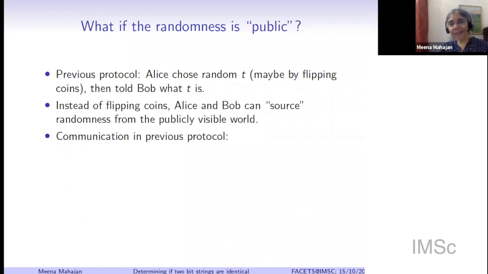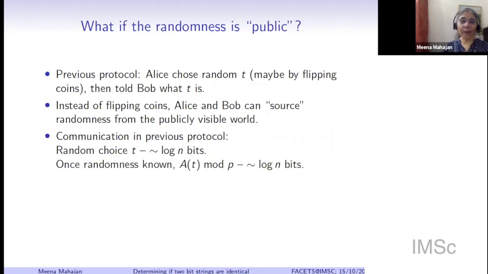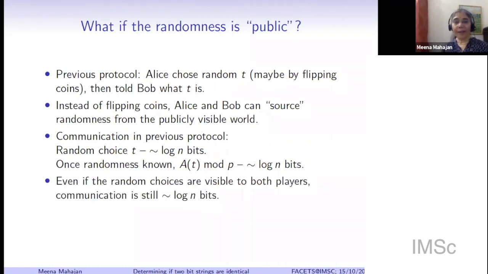So if you analyze the previous protocol, there was this random choice T, which Alice had to send to Bob. That required sending log n bits. And then once the randomness was known, AT mod P also had to be sent. That also required log n bits. So even if the random bits are visible to both players, you still have to send log n bits. You don't have to send T anymore, but you still have to send AT. So you're not saving anything on communication.